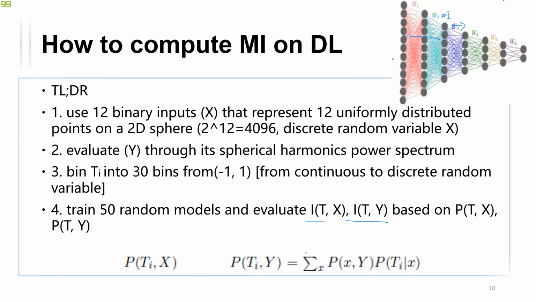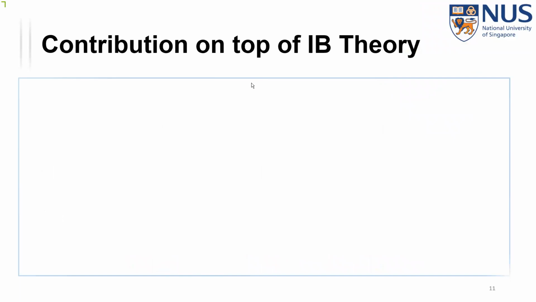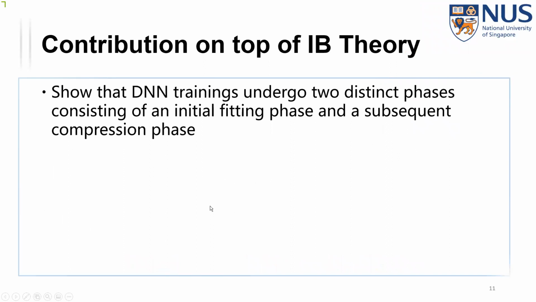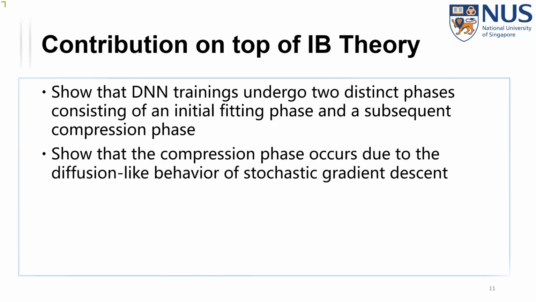So that's the question. Okay, after knowing how to compute MI on deep learning, next will be the contribution of this paper. In this paper, there are mainly three parts. It first shows that DNN training undergoes two distinct phases consisting of an initial fitting phase and a subsequent compression phase, what was mentioned by Ruofan. So the shape is V-like. So it's the finding of this paper. And it also says that the compression phase occurs due to the diffusion-like behavior of stochastic gradient descent.